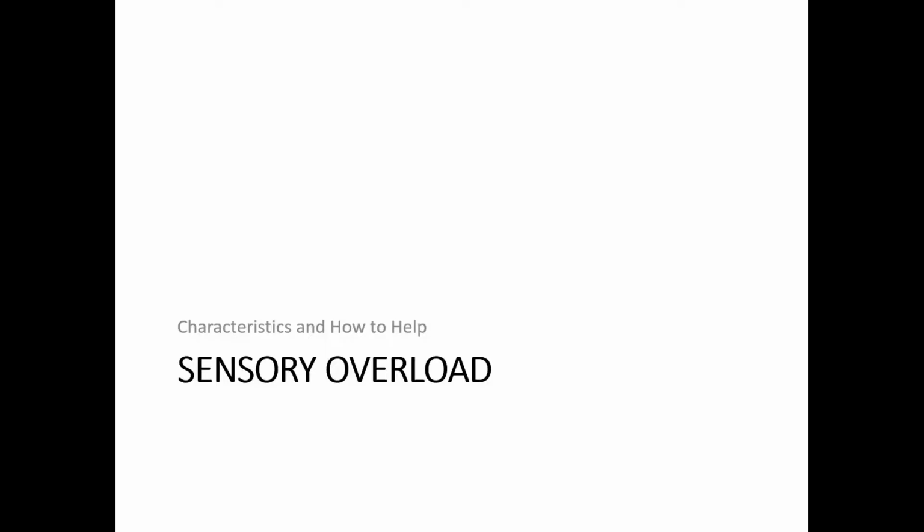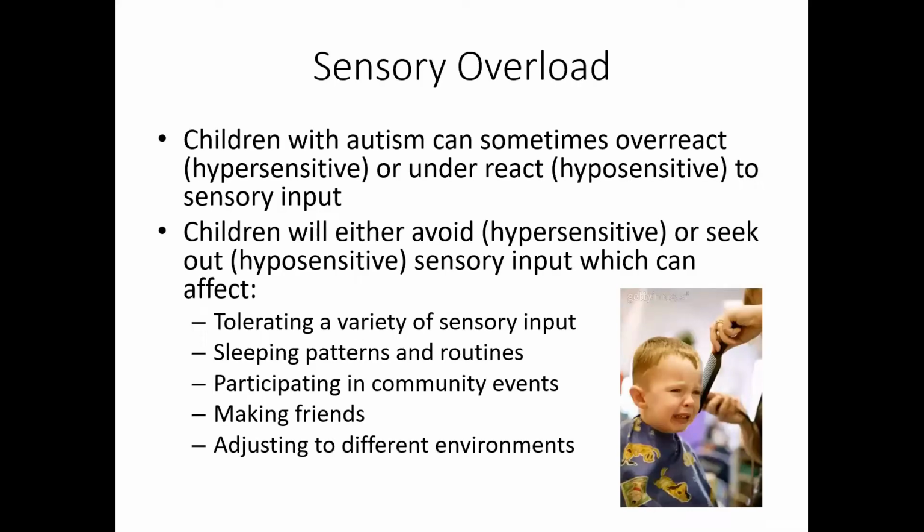So another area that we can support autistic people in is managing and dealing with sensory overload. A lot of autistic people process sensory information in different ways. Sometimes it can be very overwhelming, and it can be a lot to process. So here are some strategies that can help with that.